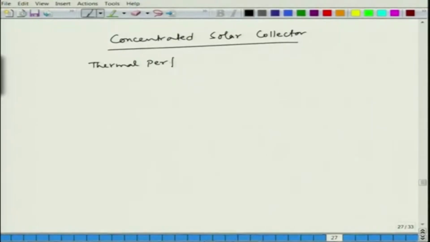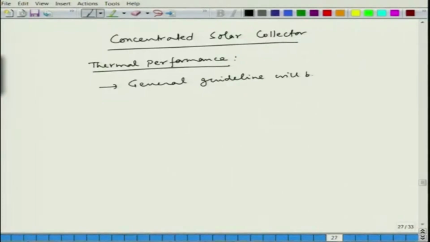So, thermal performance, if we want to see, the general guideline will be exactly the same as that of a flat plate collector, because again you are having some absorbed radiation, you are having some losses, and you are having some useful heat. So, the general guideline will be the same, only the intensity is much higher. Okay. So, what things will be different?